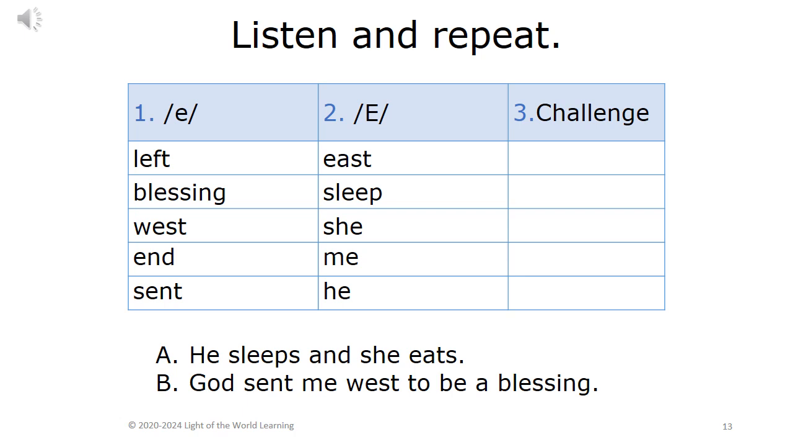Listen and repeat. 1. Eh, eh, eh. Left, blessing, west, end, sent. 2. E, e, e. East, sleep, she, me, he. A. He sleeps and she eats. B. God sent me west to be a blessing.